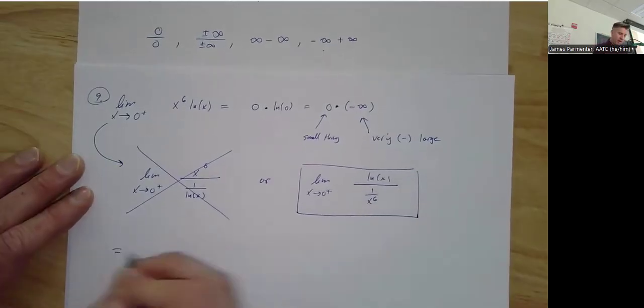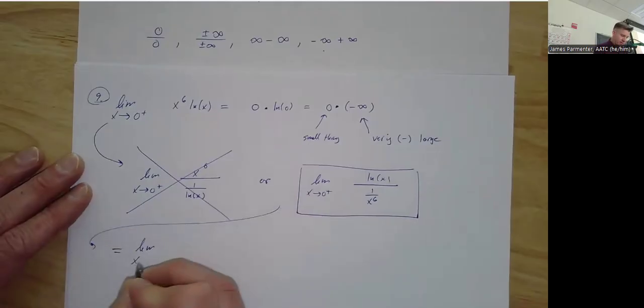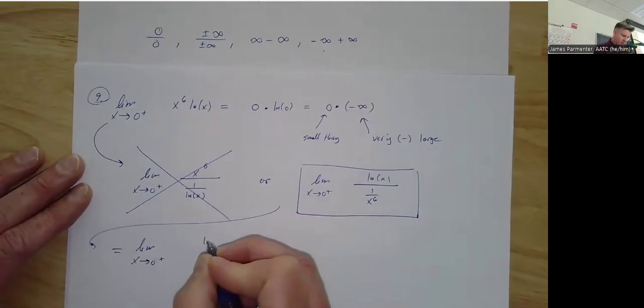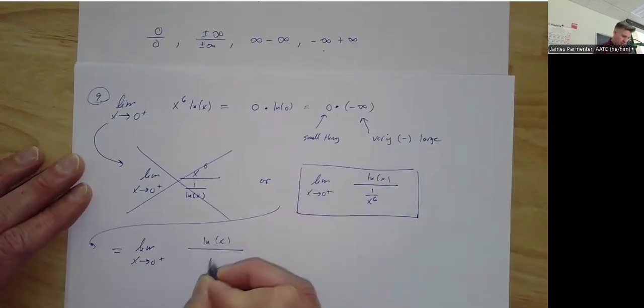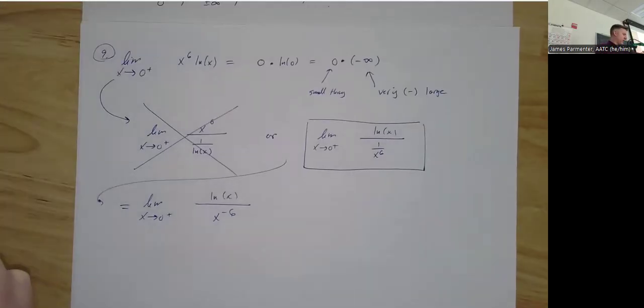So it does pay to rewrite this as the limit as x goes to 0 from the right of the natural log of x over x to the negative sixth. I'd rather not have to use the quotient rule if I don't have to.